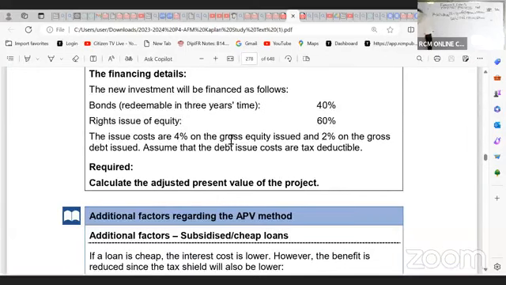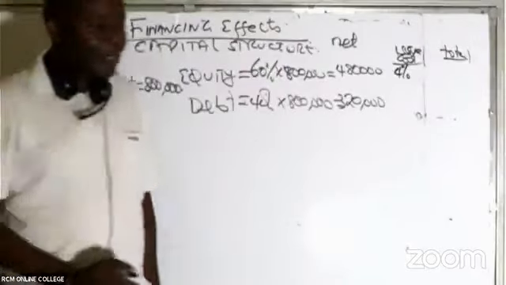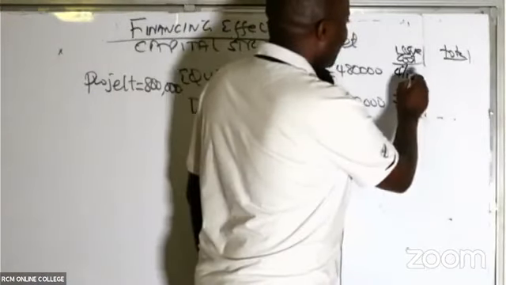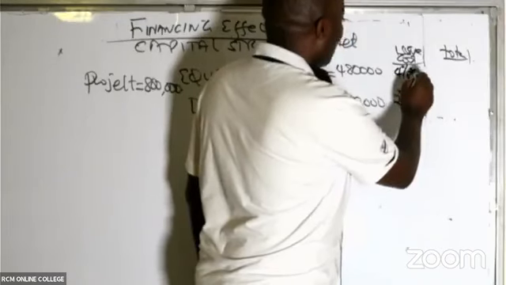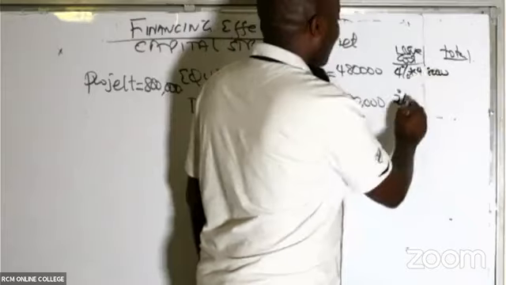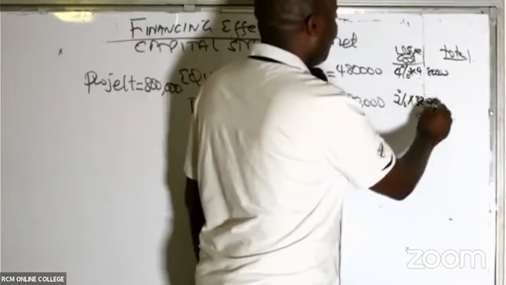So the issue cost for equity is 4%. And ladies and gentlemen, we have in this case 2% for debt. Not many students in Kenya can get this correct. So in this case, this will be 4 times what here? Well, let's say 4 times 480, 19,200, and 2 times 320, 6,400.